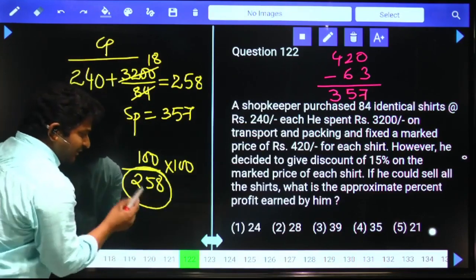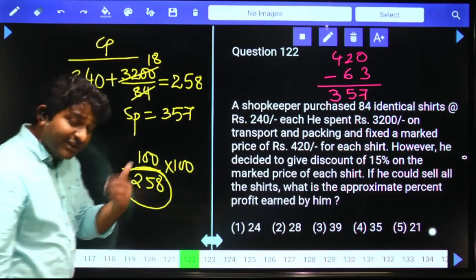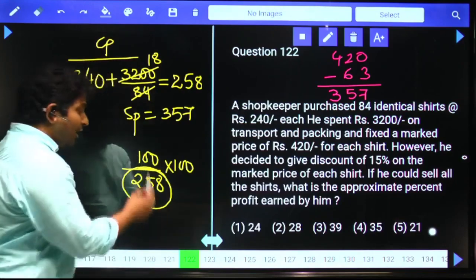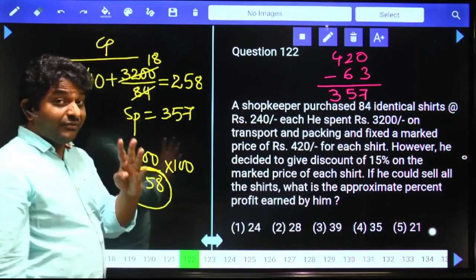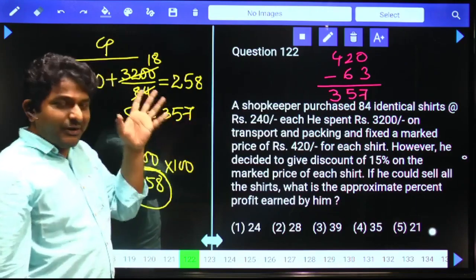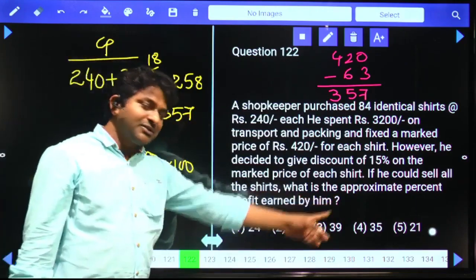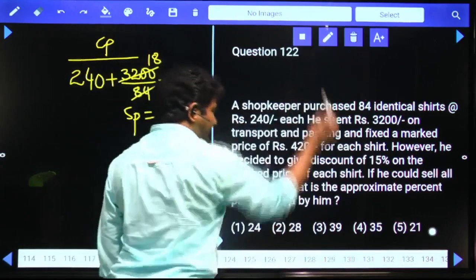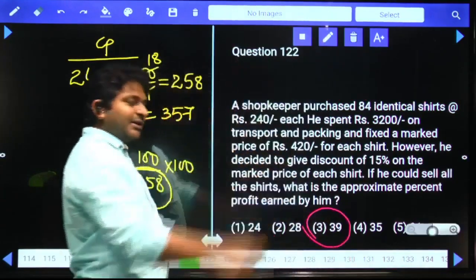10 percentage of the denominator is 25.8. Treat it as 25 only, no problem. How many 25s are here? 4 25s. That means 40 percentage. Answer should be approximately 40 percentage. Look at your options. How many options are nearby 40 percentage? There is only one, 39 percentage.